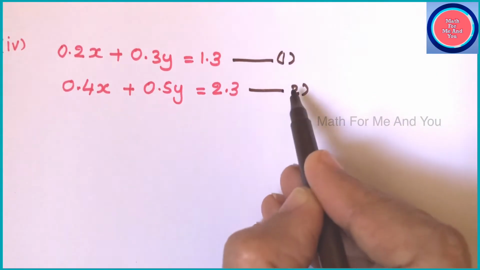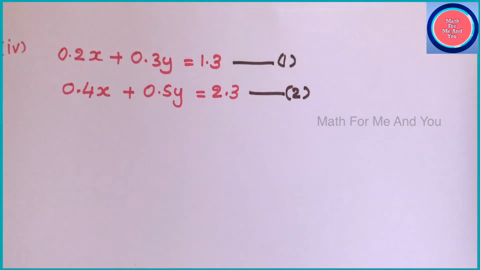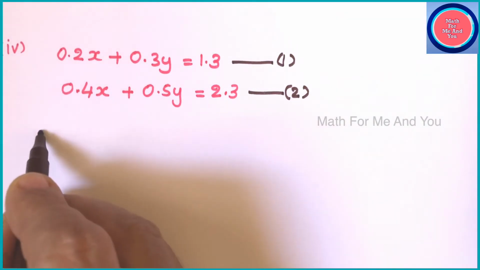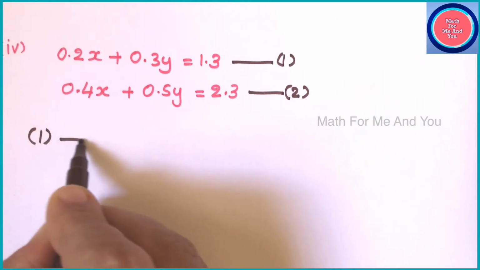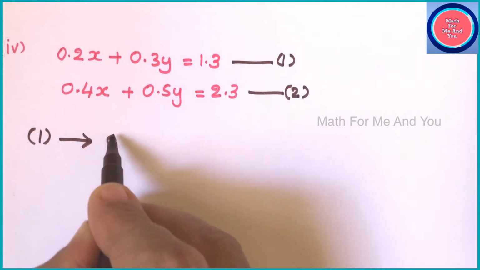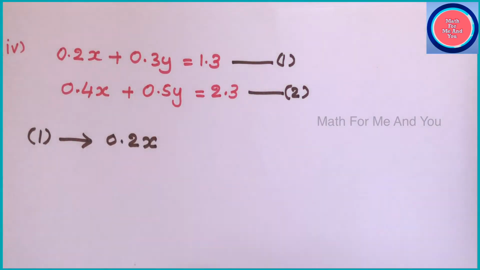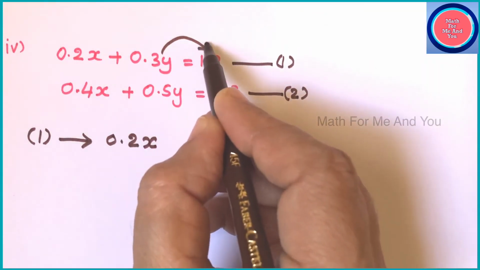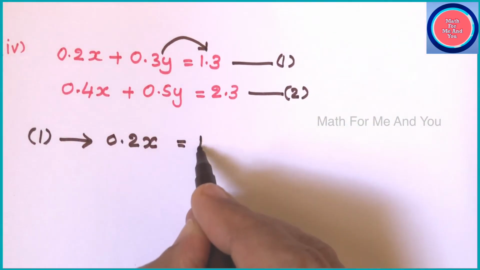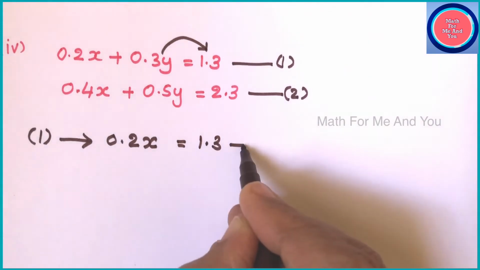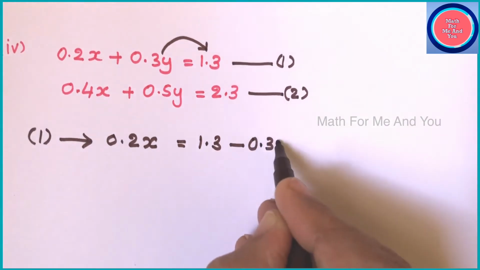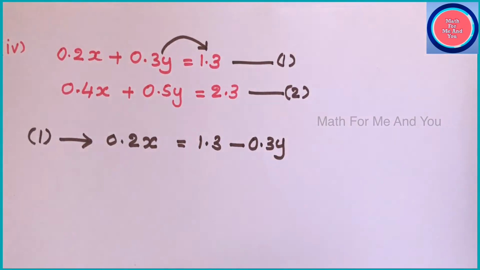In the fourth question also we can see a pair of linear equations. Let's mark them as equation number 1 and 2. After that, you know the steps. What we will do? We will select a convenient equation. Which equation is more simple? Equation number 1. And from here we can find the value of x or y. Here I am going to find x and move y to the other side. Only keep x on the left side, that is 0.2x is equal to 1.3 minus 0.3y.